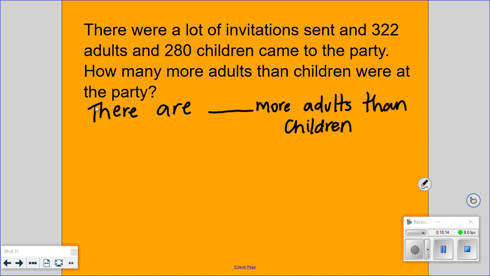You with me, Ava? Because I'm not convinced. Lydia, do you think it's going to be a big bar or a little bar? A big bar, not just because we want it that way. It's because there are more adults than children that came to the party. Colby, I labeled that bar A. Why did I put an A next to that bar? For adults. Lydia told us there was more adults. Our problem tells us that 322 adults showed up.